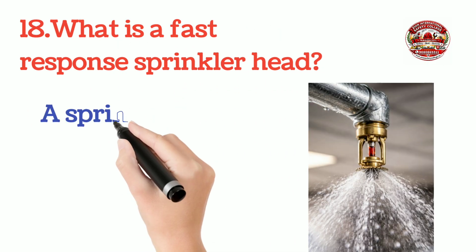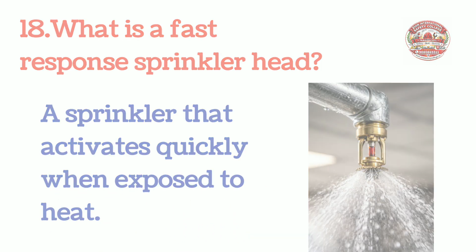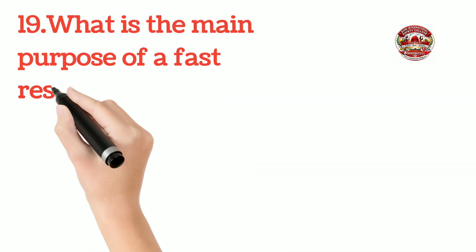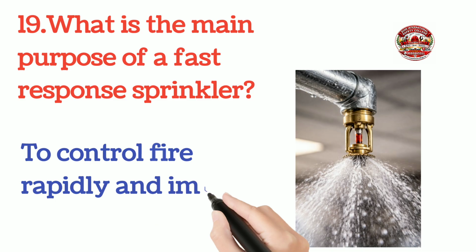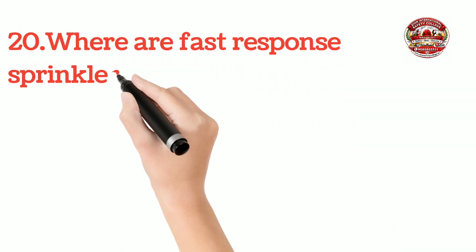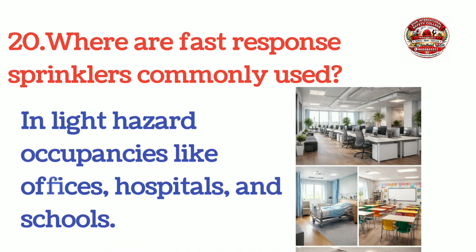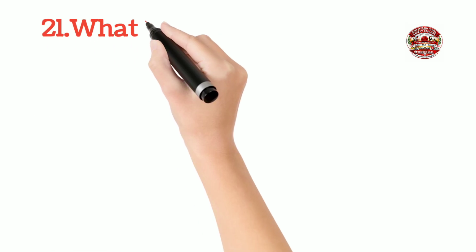What is a fast response sprinkler head? A sprinkler that activates quickly when exposed to heat. What is the main purpose of a fast response sprinkler? To control fire rapidly and improve life safety. Where are fast response sprinklers commonly used? In light hazard occupancies like offices, hospitals, and schools.